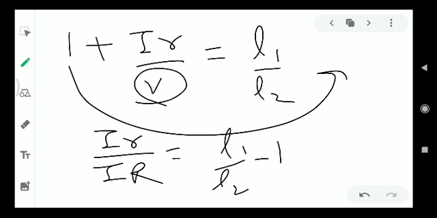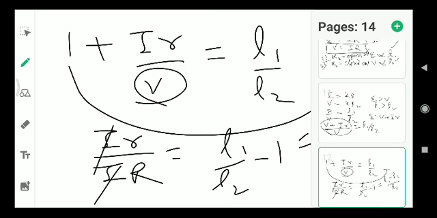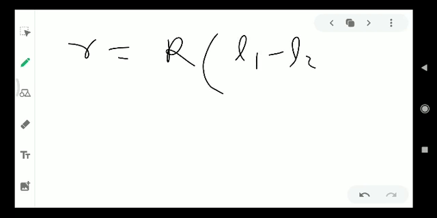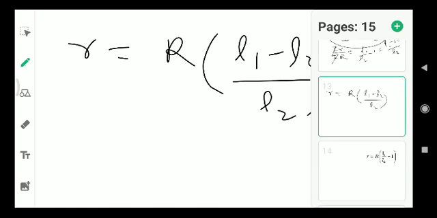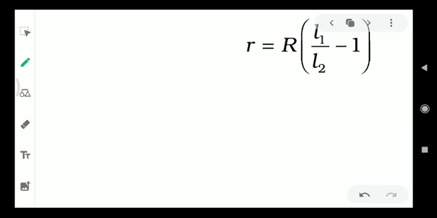If you simplify it, you'll get L1 minus L2 divided by L2. I will cancel out. You will get the value of internal resistance r is equal to R bracket L1 minus L2 divided by L2. So this is the equation that we are getting. r is equal to capital R, L1 by L2 minus 1. Right? So this is the method of getting the internal resistance of a cell.